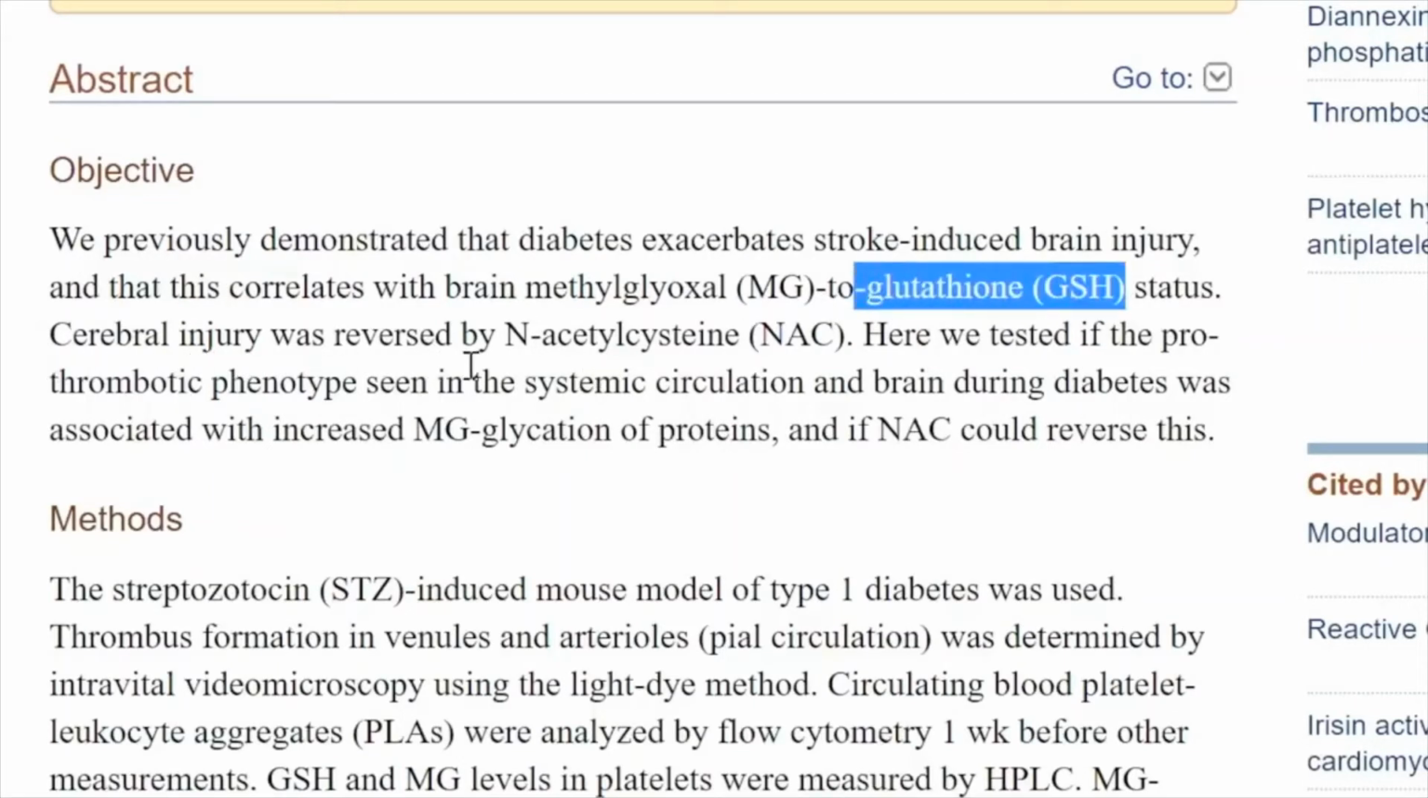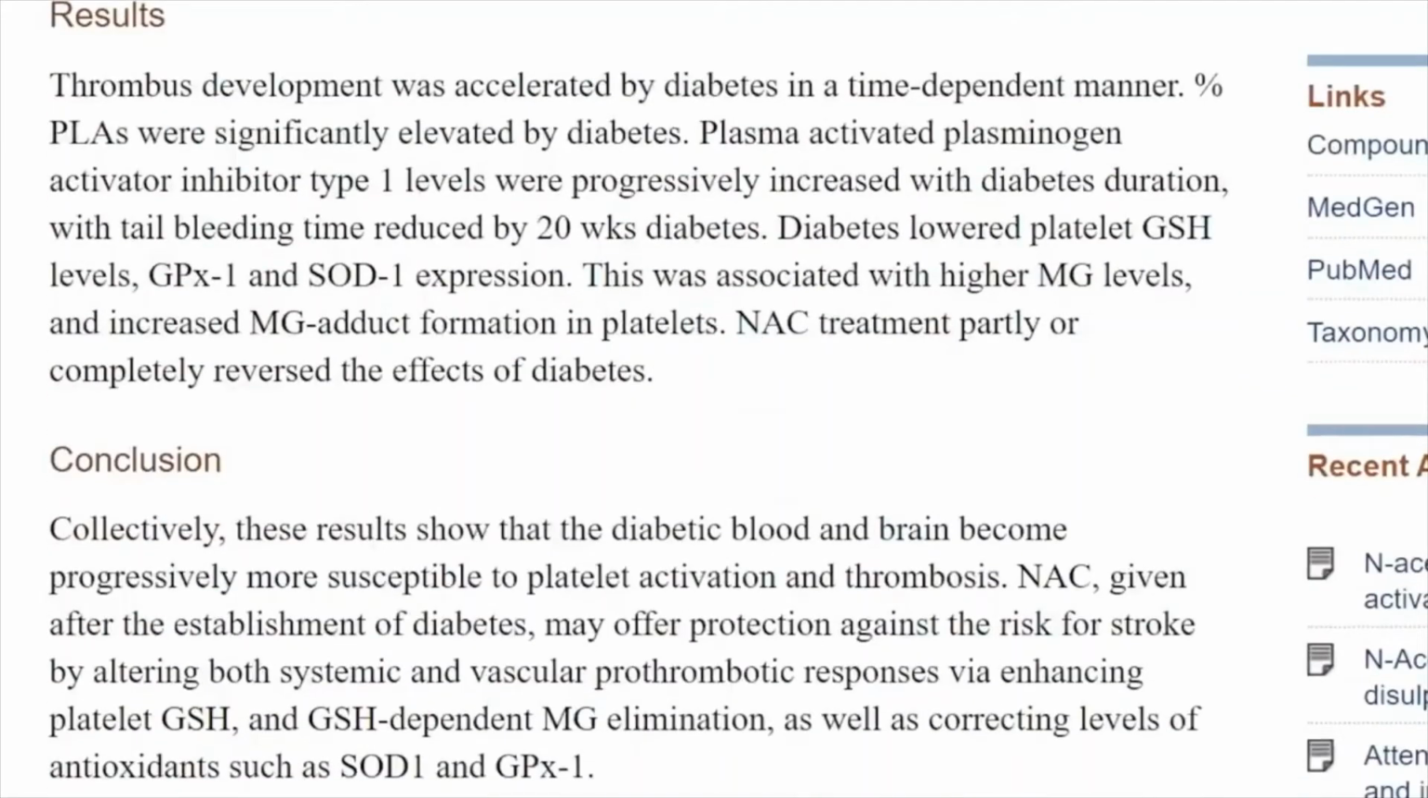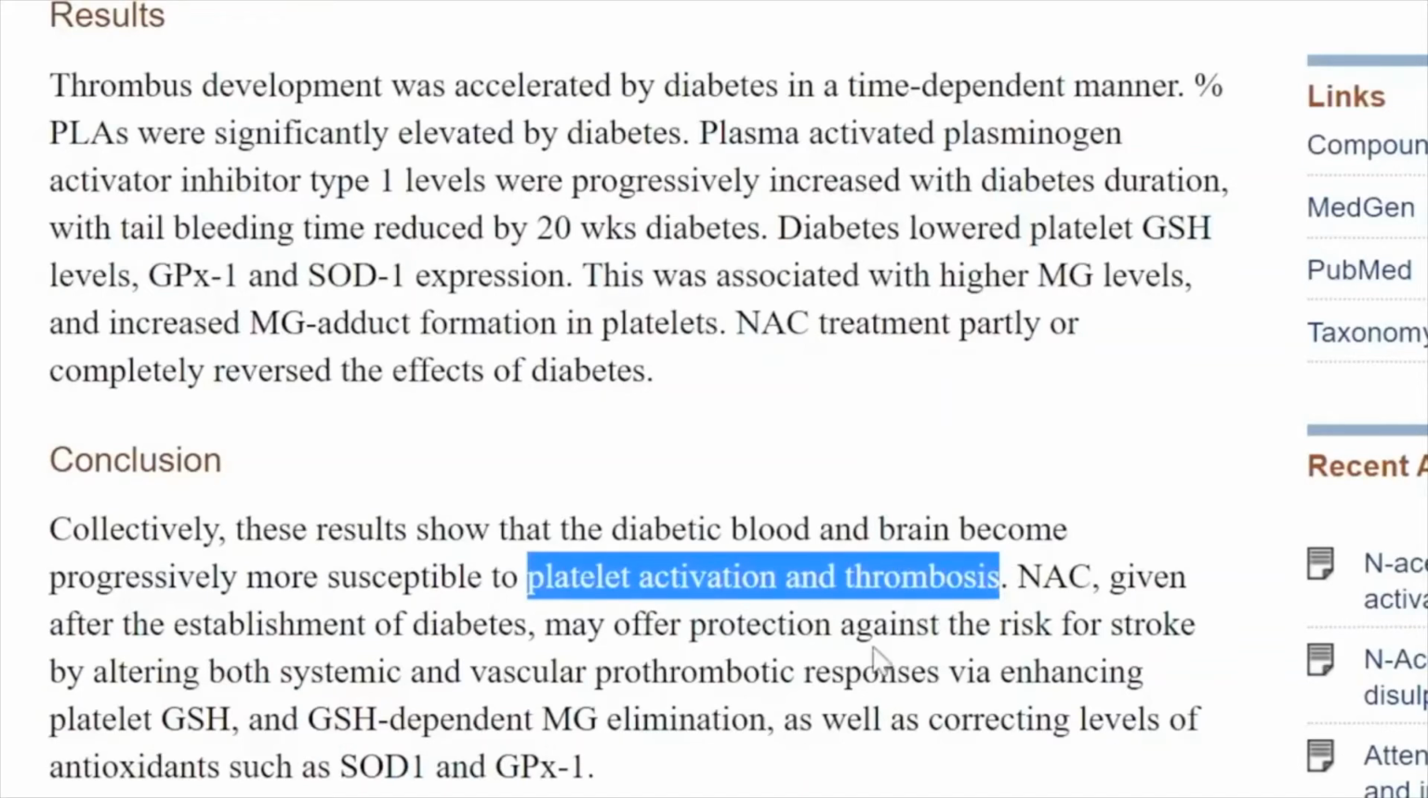Cerebral injury was reversed by N-acetylcysteine. Here we tested if the prothrombotic phenotype seen in the systemic circulation and brain during diabetes was associated with increased Mg glycation of proteins, and if NAC could reverse this. So what they did was they gave NAC, and this is what they showed. They said collectively these results show that the diabetic blood and brain become progressively more susceptible to platelet activation and thrombosis. I would have to assume that this might be through the same process of oxidative stress.